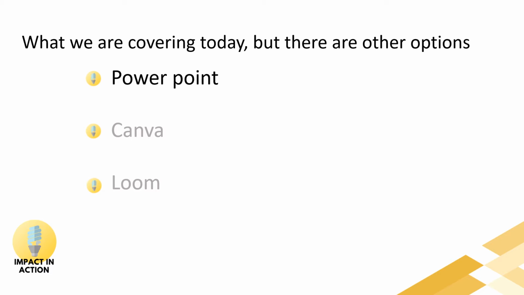So what we're covering today is just one example of creating a video and putting it on YouTube. And we're going to be covering how to do it if you've created a PowerPoint and then you're adding a recording to it. Now, there are other things out there. So if you're working in Canva, there is a way to do videos as well. And Loom is another piece of software. Lots of different pieces of software, I'm sure. But, you know, we've got 10 minutes.